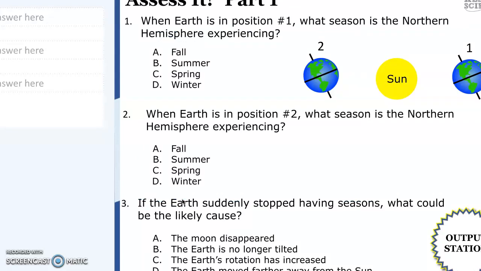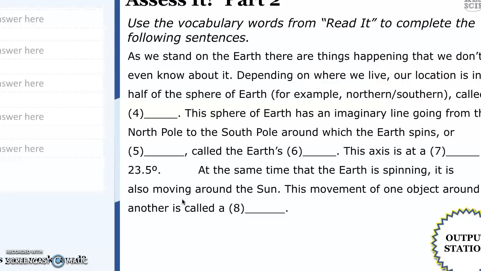And then the Assess It, multiple choice questions to answer. Fill in the blank with the vocabulary words. If you go back to the Read It section, it's the words that you used in that section. So those are the words that will go in those blanks.